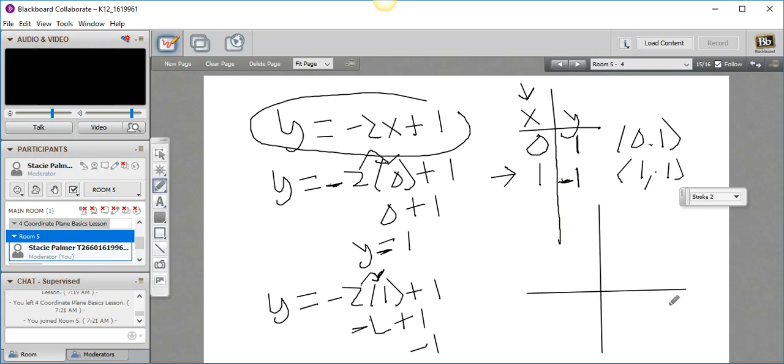Okay, so we draw our coordinate plane. Here's my x, here's my y. Okay, we know that this point 0, 1 is on the line. So to the right or left 0, and then up 1. This is the point 0, 1 right here.